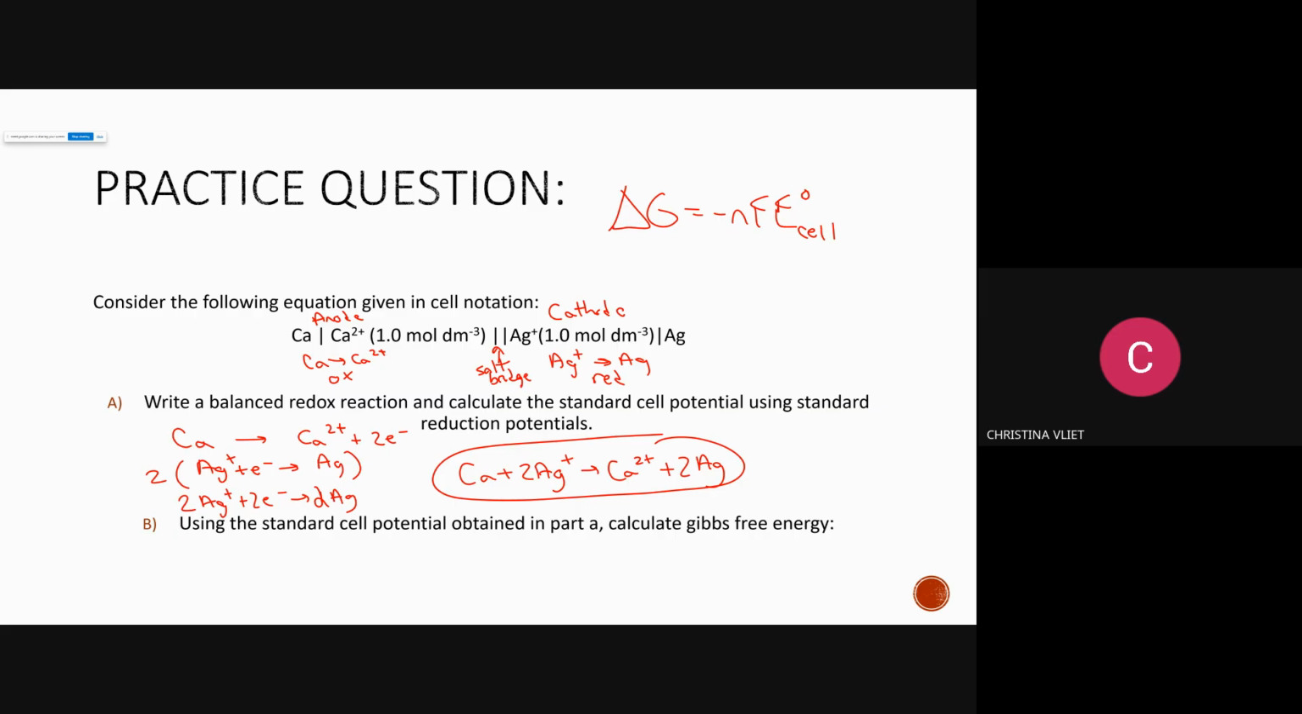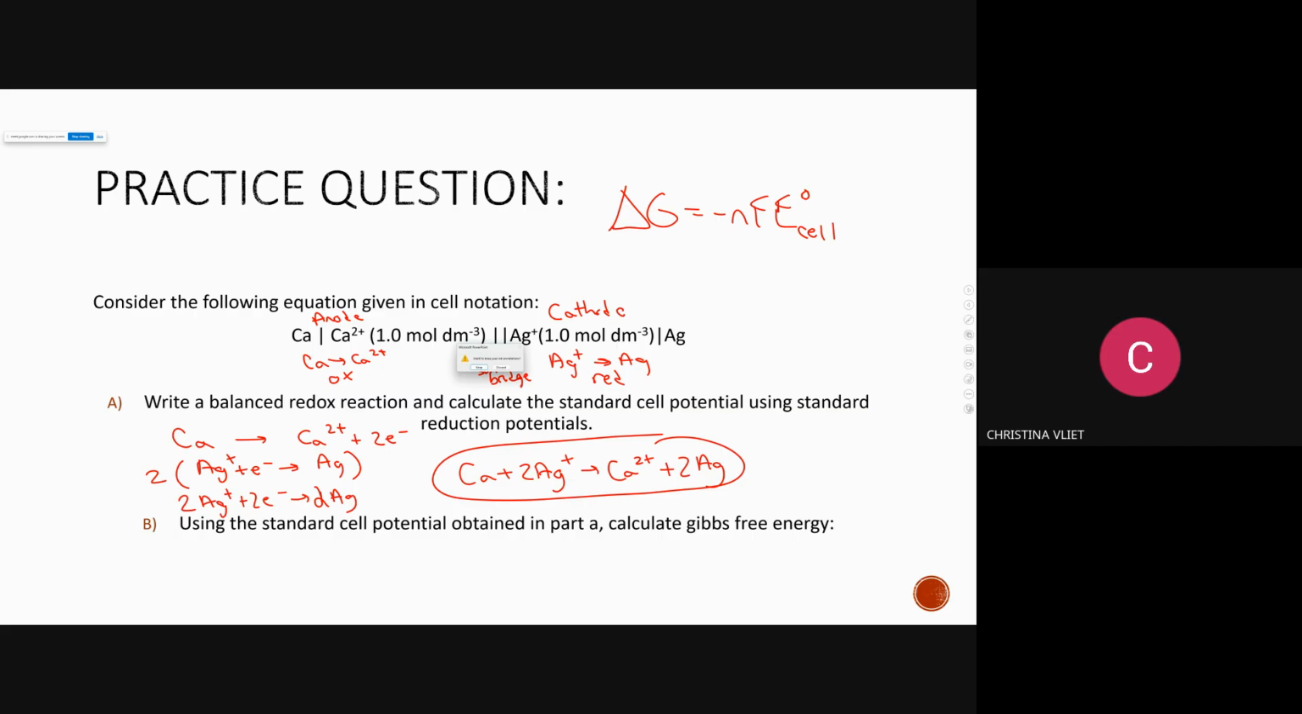What would the reduction potential be? How would we figure that out? Standard reduction potentials, where do those come from? If we don't have them, they come from the data booklet. So for calcium and for silver, we need to get their numbers from the data booklet.